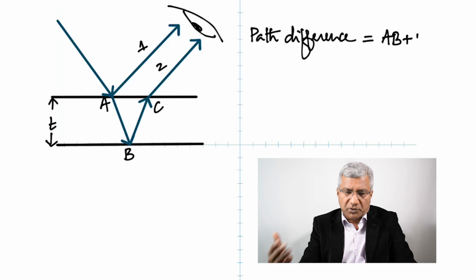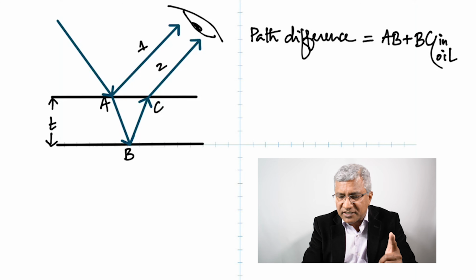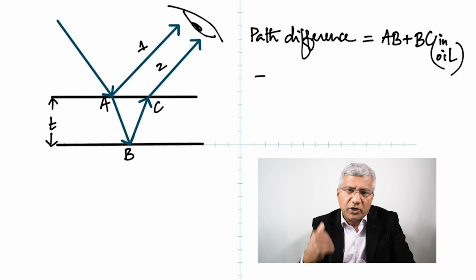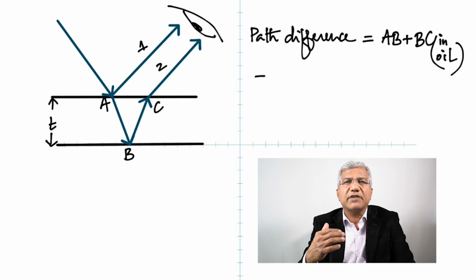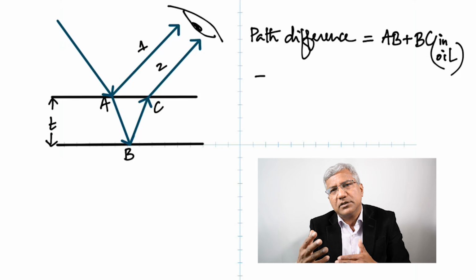Okay, it's AB plus BC. Come on now, which is t plus t. But there is an important point. That is in oil. So you got to give it due credit. Ray 1 is traveling through air, while ray 2 is traveling through oil, where the speed is lower. So you got to give it more credit.